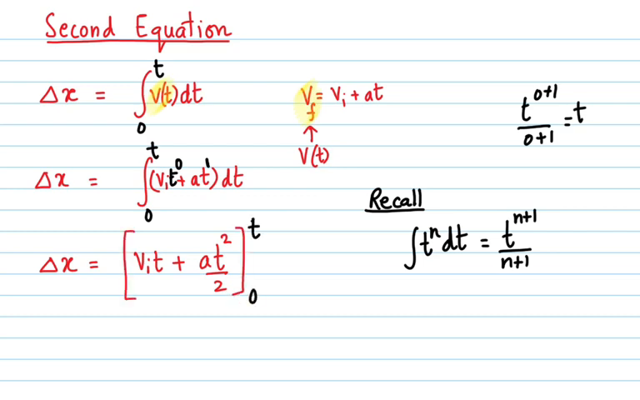Then we can put the limits and then open the brackets with the limits. 0 will give us 0, so we reach the final equation, which is the second kinematic equation, which is delta x equal vit plus half at square.